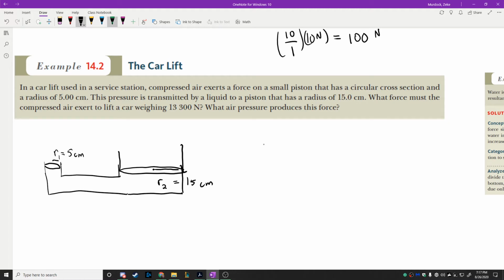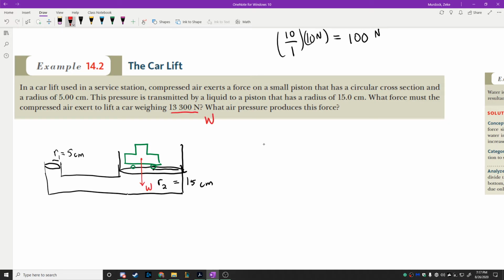And sitting on top of this one, we've got a car. So we've got a car sitting here, and this car has a weight. I don't think the yellow is going to show up very well. The weight of the car we call W, and it's given in the problem here.